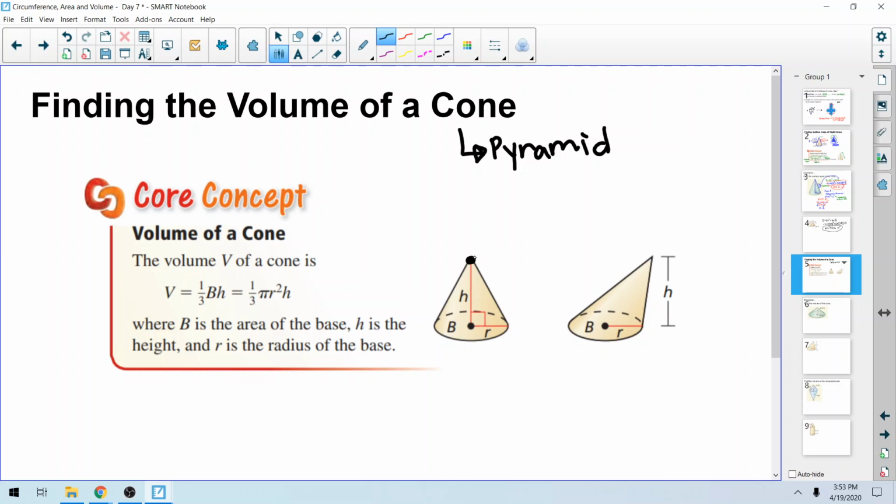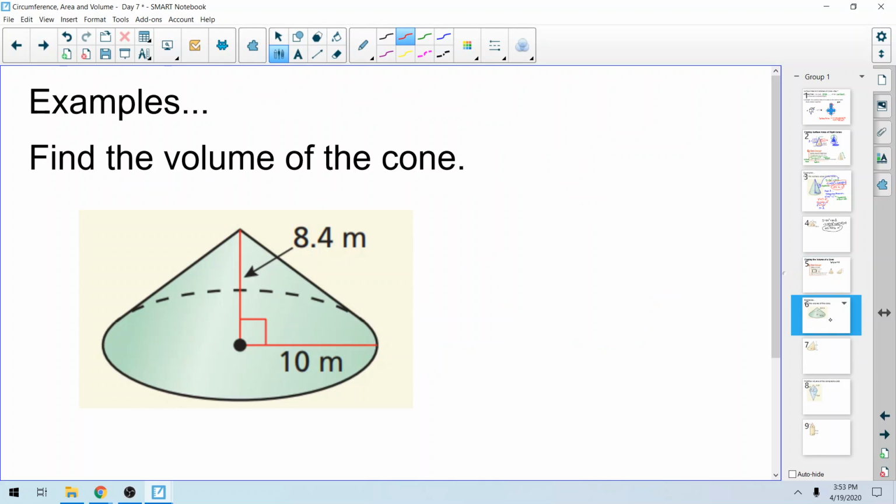So if you remember, the volume of any pyramid is just 1/3 the area of the base times the height. Well, guess what? A cone is the exact same thing, except on a cone we know that the base is a circle and the area of a circle is pi r squared. So what we've done is we're saying, okay, well, we're going to take the area of the base and replace it with pi r squared, multiply that by the height, and then divide it by 3. But other than that, it's the same exact thing as a pyramid. Okay, let's try a couple.